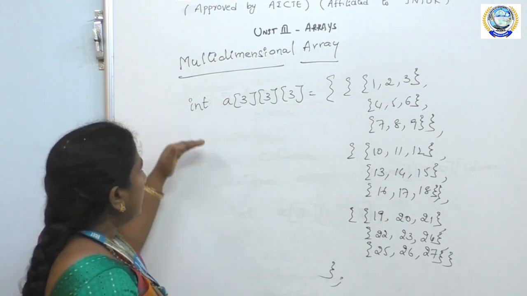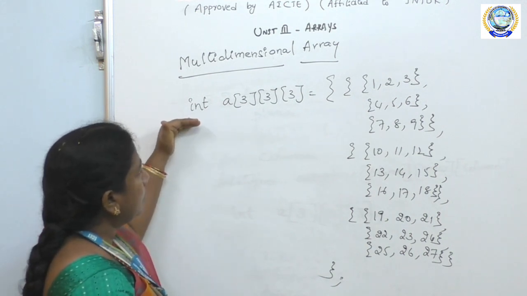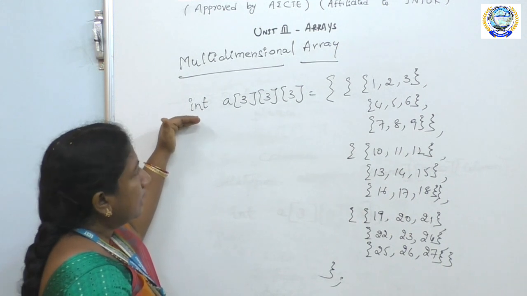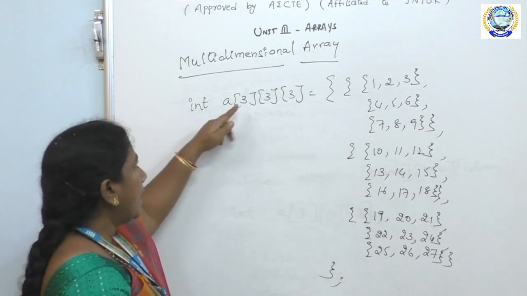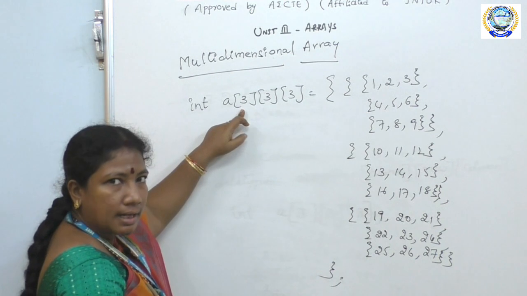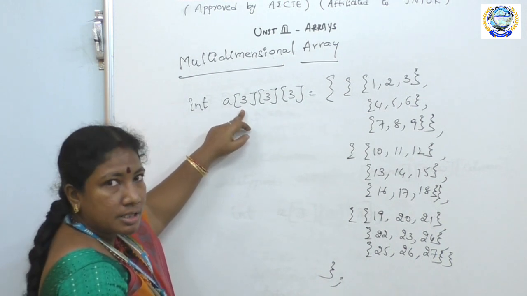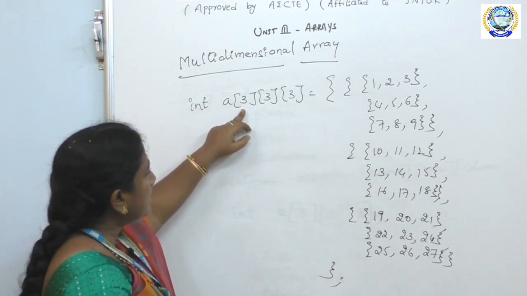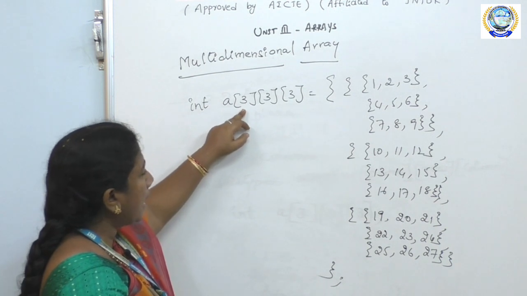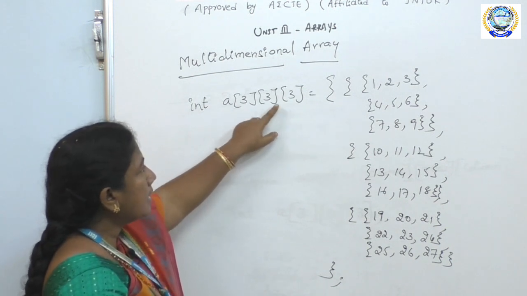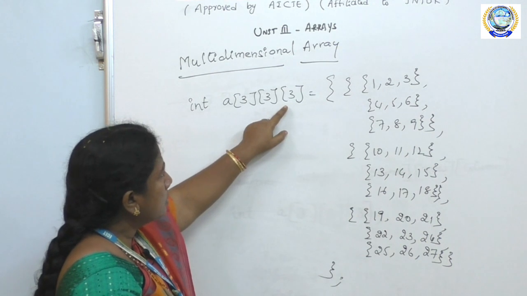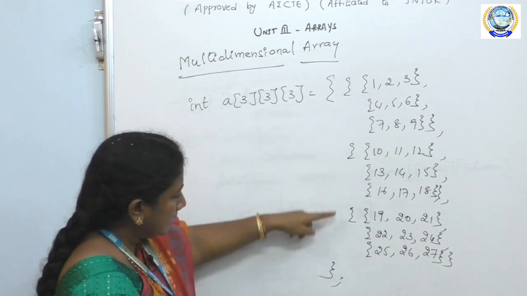Okay. So this is the initialization of the multi-dimensional array. In that multi-dimensional array, we have a total of 3 planes, and in each plane we have 3 rows and 3 columns. So the values are like this.